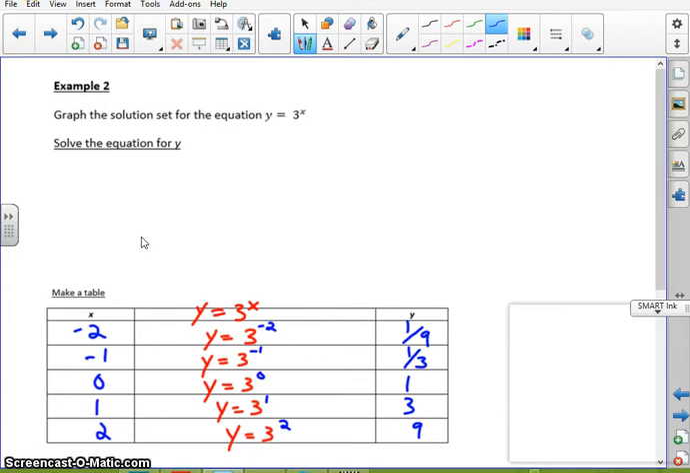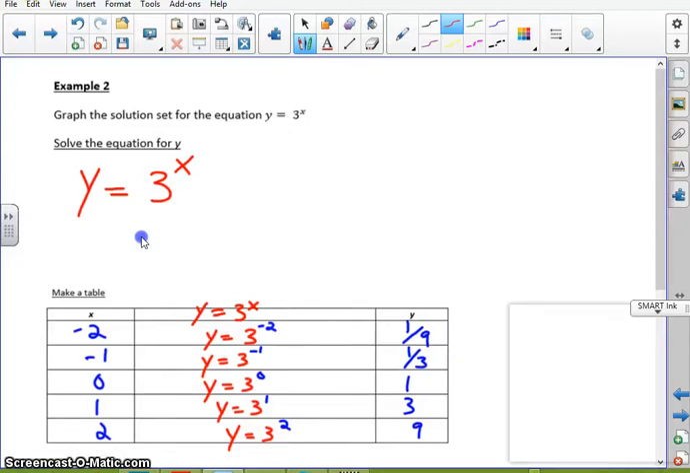All right, example 2. I have another equation. This equation is y equals 3 to the power of x. This equation is not a linear equation. This is an exponential equation.